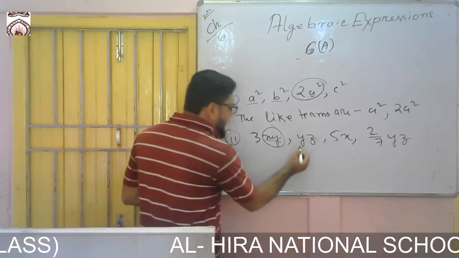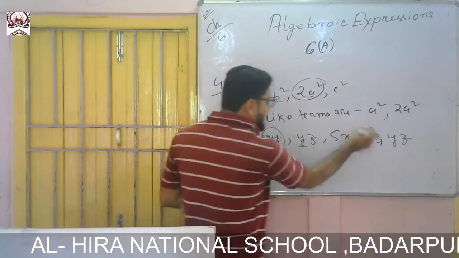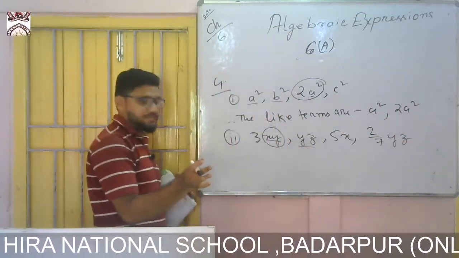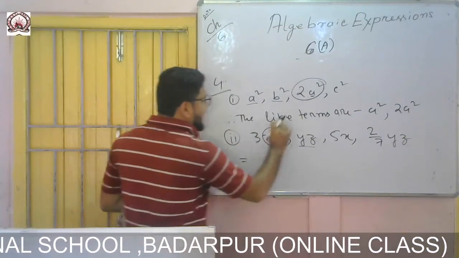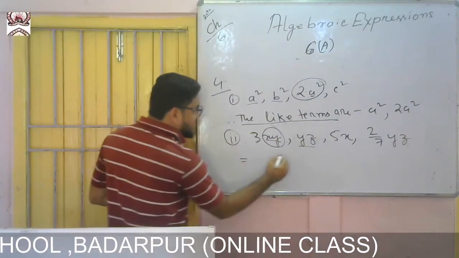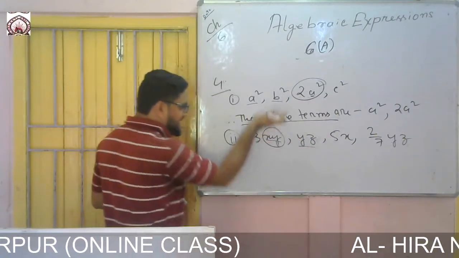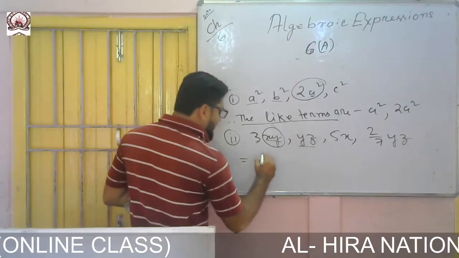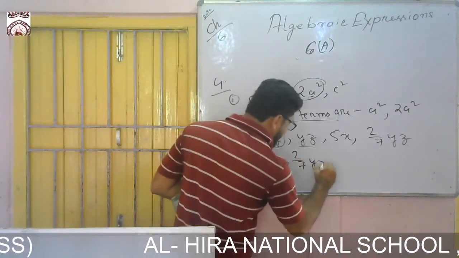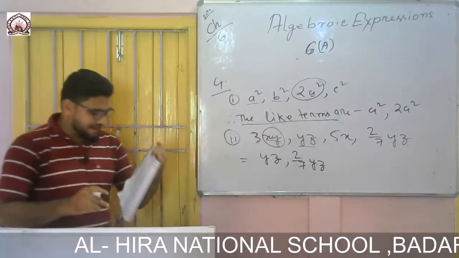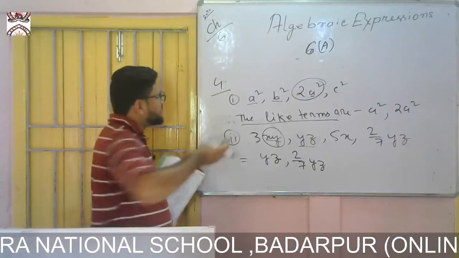Yz, here yz, so here also yz. So yz and 2 by 7 yz are like terms. You write the sentence, the like terms are, yz, 2 by 7 yz. Write the full line. Now come to question number 3.